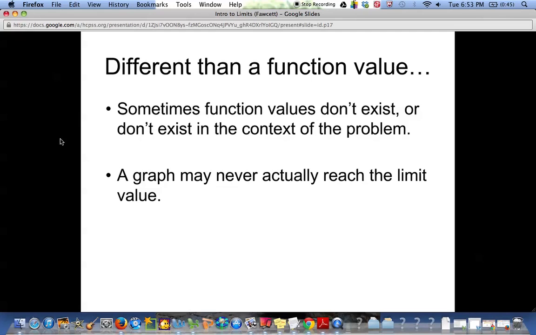So this is very different than plugging in an input and getting an output, like we did at the beginning of the year. Sometimes a function doesn't have a limit, or sometimes it will never actually reach the limit value, different to when you plug in an input, you always get an output. So evaluating functions with inputs and outputs and limits are very different.